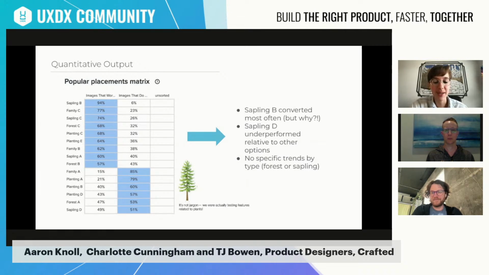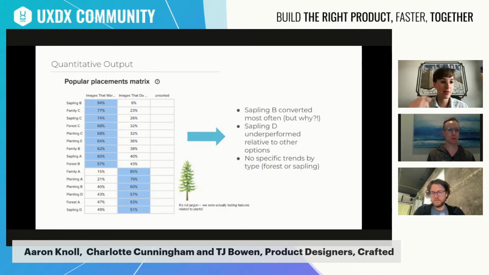And if you're looking at this and confused by some of the language here, what we were testing was literally tree images. We were trying to increase the donations for a tree planting organization, and we were seeing what sort of image on the purchase page would help motivate people to contribute to this organization most. So here we can see sapling B image people preferred the most. So that's sort of our clear winner there. But again, we don't know why, and that's maybe something we could go and do some qualitative testing or impression testing on. And then at the very bottom, sapling D underperformed relative to all the other options.